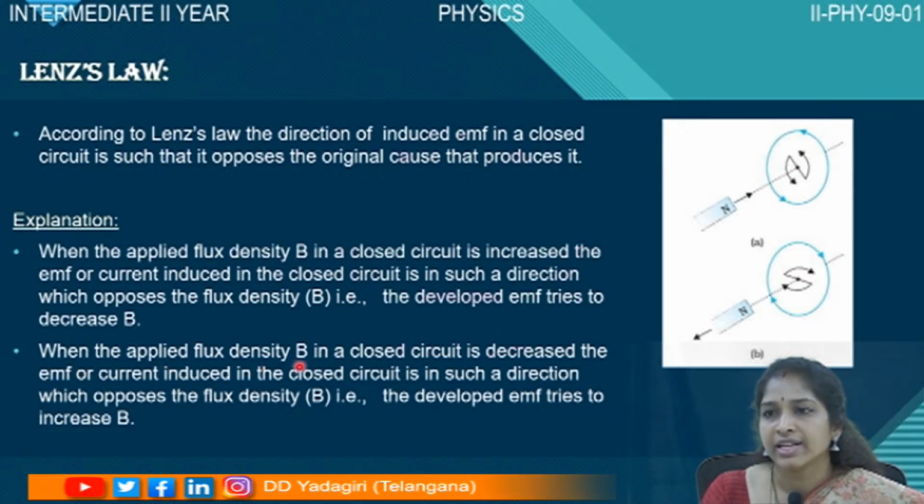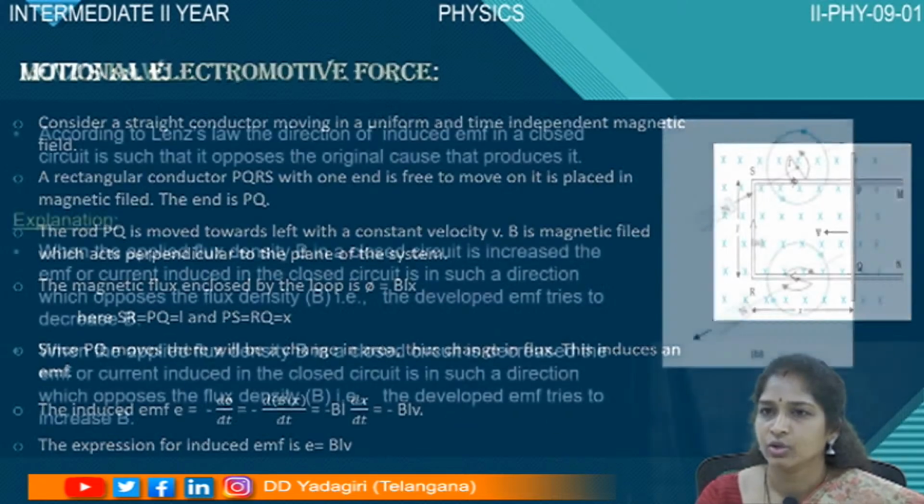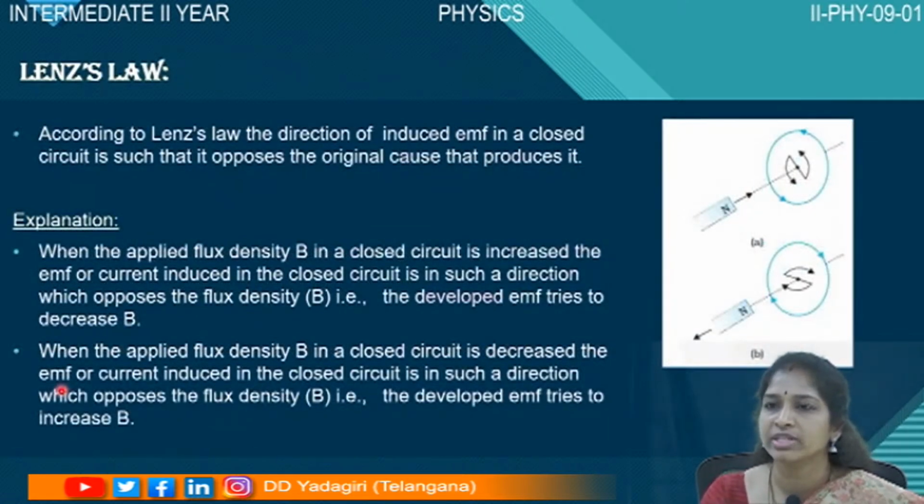Suppose when the flux density in a closed circuit is decreased, when there is a decrease in the magnetic flux, due to the decrease in the magnetic flux, EMF is generated and it further produces current, and the direction of that current is in such a way that it opposes the original cause. What is the original cause? The decrease in the flux density. So what does it mean to oppose? It tries to increase the magnetic field induction. Okay, so we have discussed this Lenz's law.